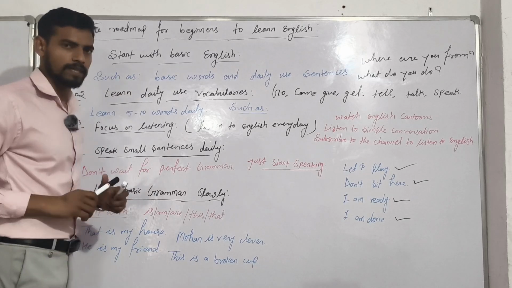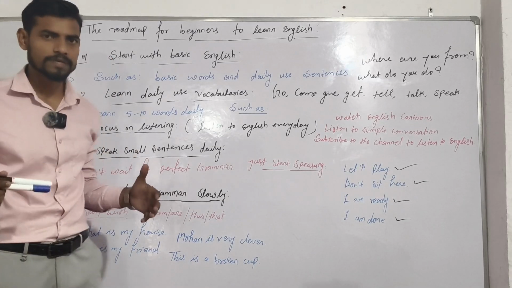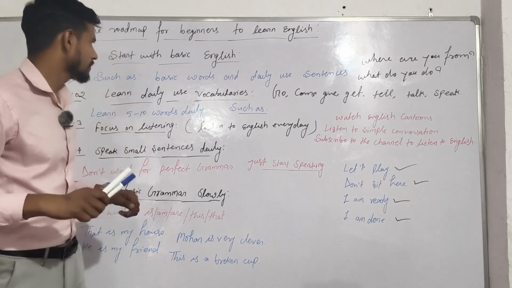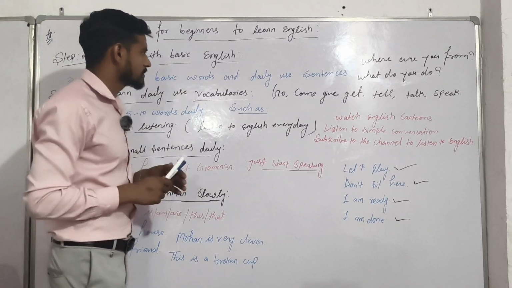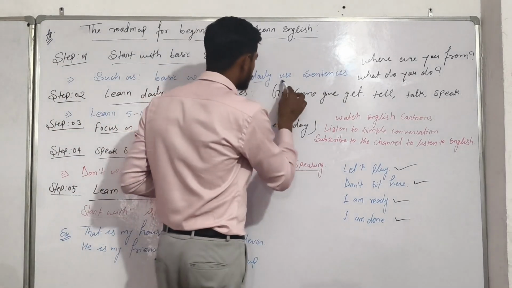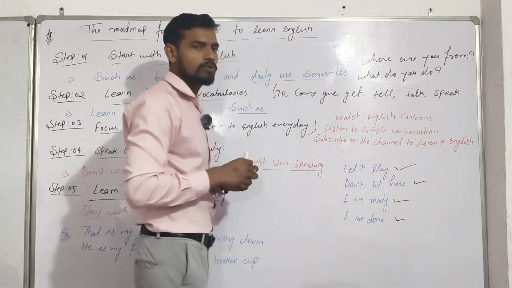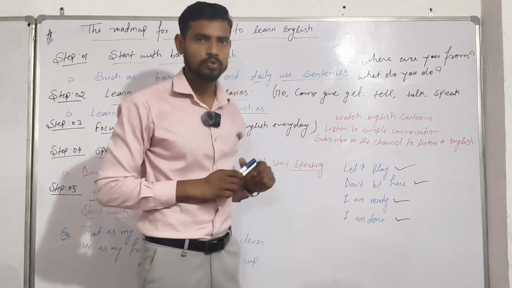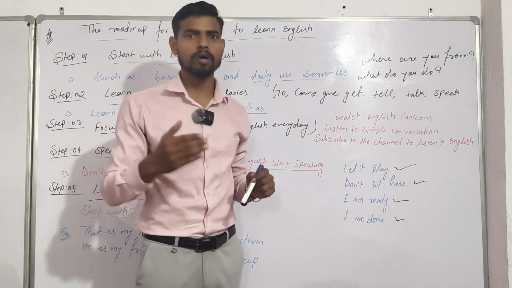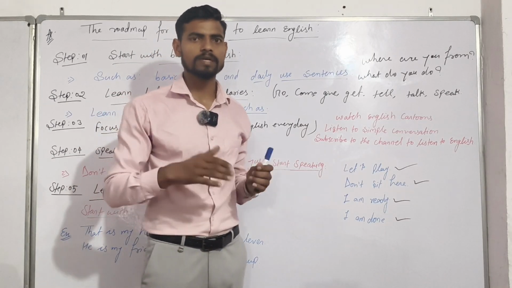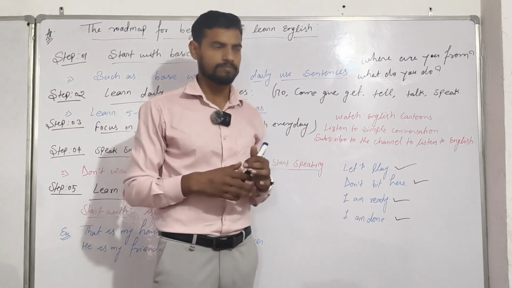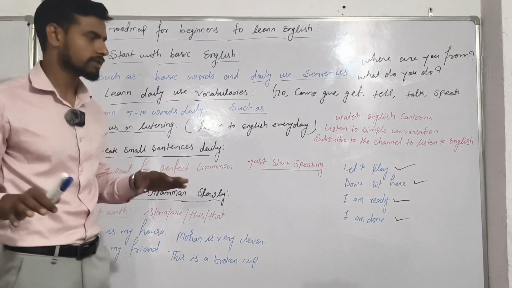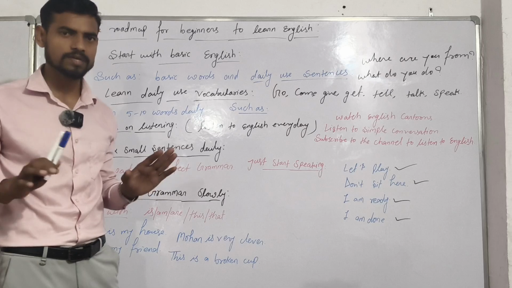Start with basic English. Basic English means the daily usage sentences you should start with, like basic words and daily use sentences that we use in our daily life, like where are you from, what do you do, what is your name, how are you. These kinds of sentences are used daily. So you can use these sentences. This is our first step.